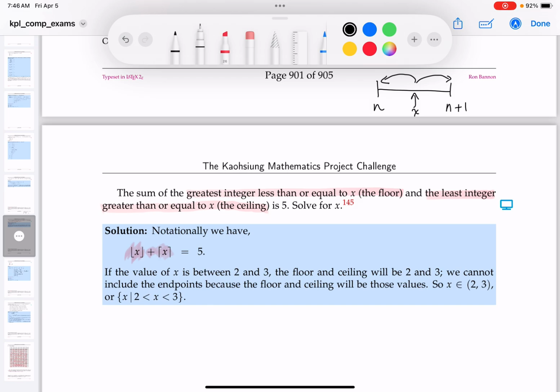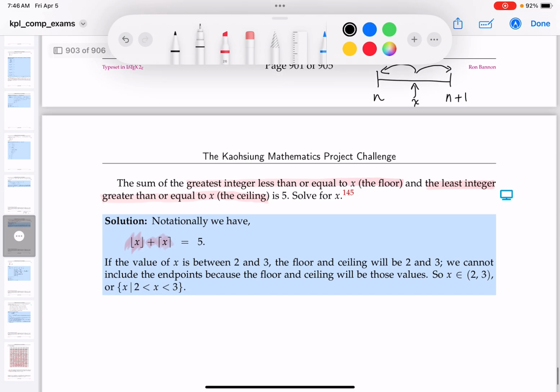All right? Now, what I notice about this over here is they're telling me that the floor plus the ceiling is equal to 5. So looking at that, I know they're integers. And how do I know that? I'm looking at the definitions of those things, and they've got to be integers. All right? Now, I'm thinking to myself, what integers would do this for me? 2 and 3.